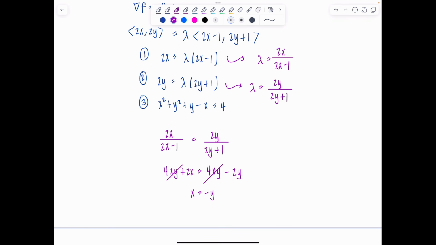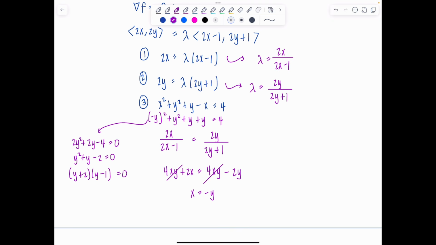So if I sub that into 3, I have negative y, parentheses squared, plus y equals 4. So what does that give me? 2y squared plus 2y minus 4 is 0. So y squared plus y minus 2 is 0. So I get (y plus 2)(y minus 1) is 0. So y is either negative 2 or 1. So let's see, x is the opposite of y. So x could be positive 2, y is negative 2, or x is negative 1 and y is 1. And then I've got to figure out what z is.